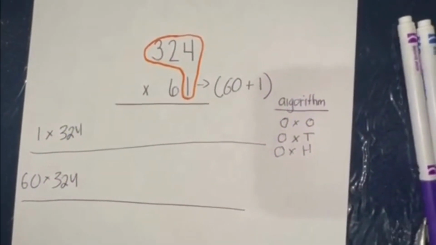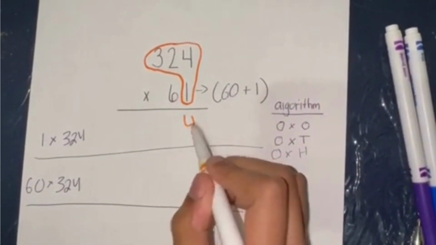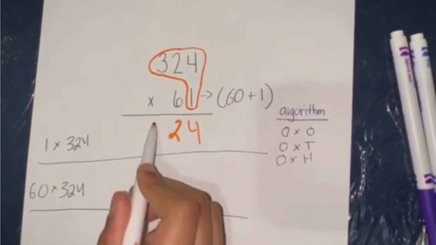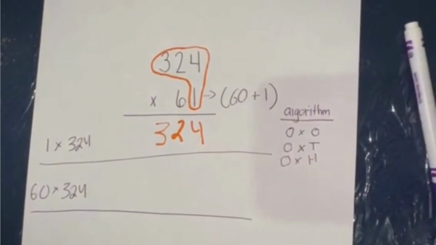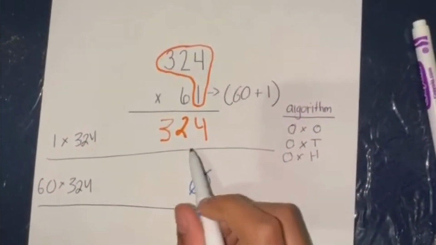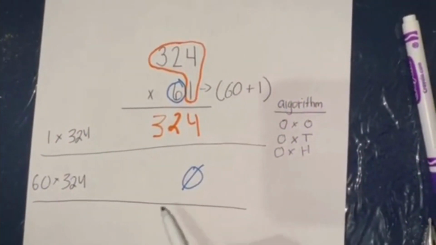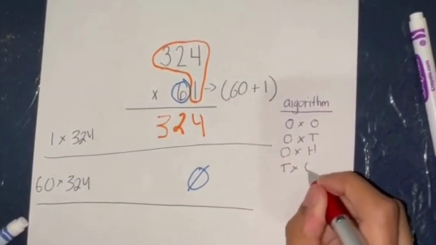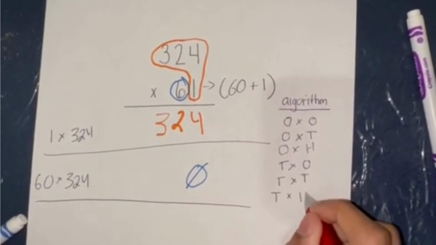Now let's get to the multiplying. 1 times 4 is 4. 1 times 2 is 2. And 1 times 3 is 3. Now, just like last time, we're also going to write the placeholder. And I'm also going to circle the 6 so I know that I'm multiplying by 60 now. Let's finish the algorithm. 10 times the ones, 10s times the tens, and 10s times the hundreds.